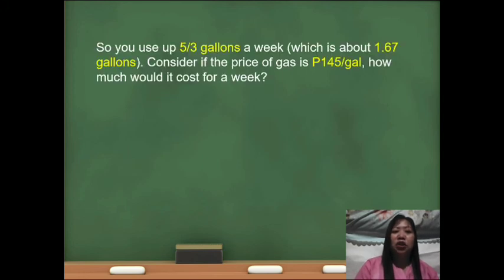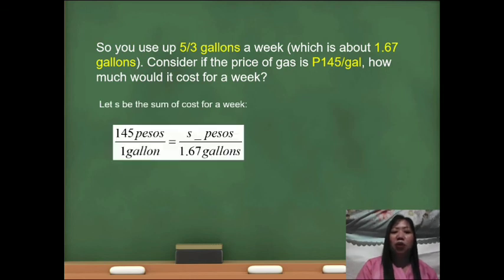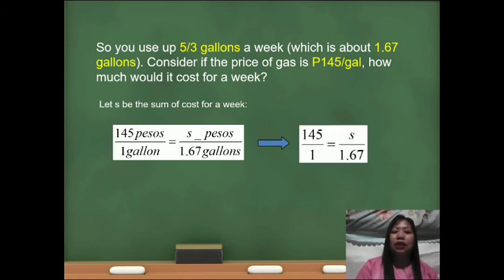Now, let us solve how much you cost for a week. So you use up 5/3 gallons a week, which is about 1.67 gallons if you convert it into decimal. Consider if the price of gas is 145 pesos per gallon, how much would it cost for a week? So let S be the sum of costs for a week. So 145 pesos over 1 gallon is equal to S pesos over 1.67 gallons. So 145 over 1 is equal to S over 1.67.